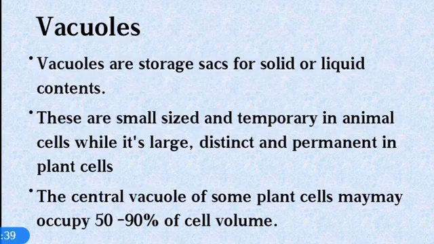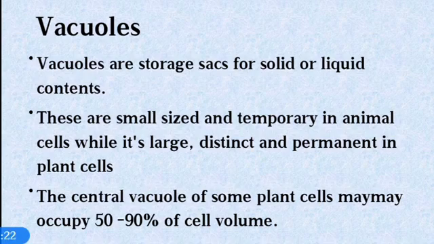The vacuoles are storage sacs for solid or liquid contents. So these are the storage sacs of the cells for liquid or solid contents. They are small sized and temporary in animal cells, while they are large, distinct and permanent in plant cells.